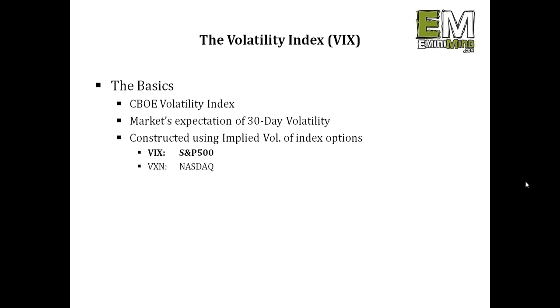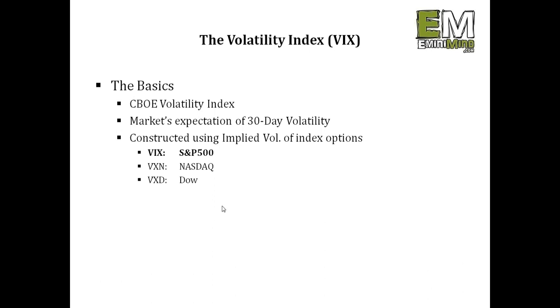But then there's also the VXN, which is comprised of the NASDAQ index options. And then the same thing for the Dow is VXD, comprised of Dow index options. Now I really only place weight on the VIX. I really don't look at the VXN and the VXD, but it's nice to know that they exist. They do tend to resemble each other in fashion.